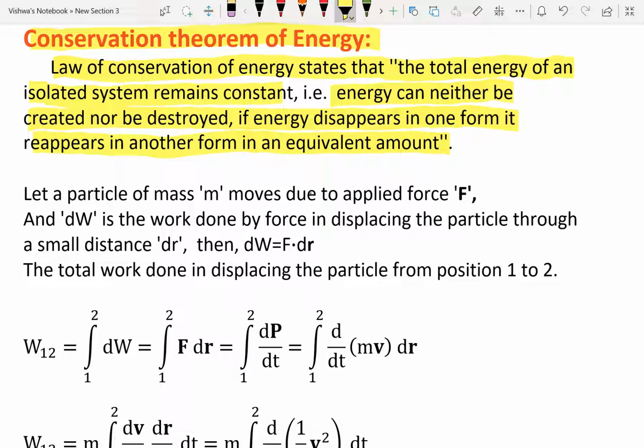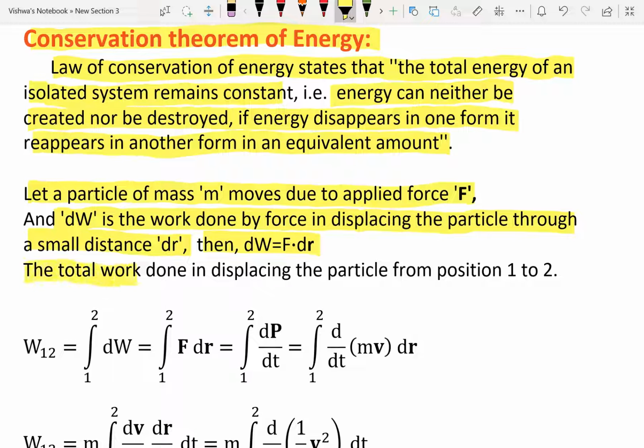For that, consider a particle of mass m that moves due to an applied force F. We are going to apply a force F on a particle which has mass m. Due to that it is going to be displaced. When the particle is displaced, we say that work has been done. So dW is the work done by the force in displacing the particle through a distance dr. Then the work done is given by F dot dr.